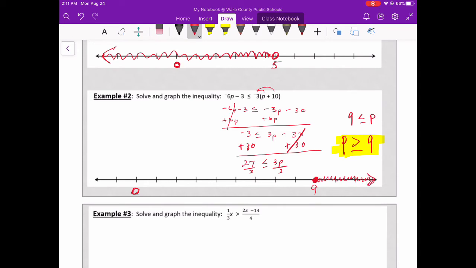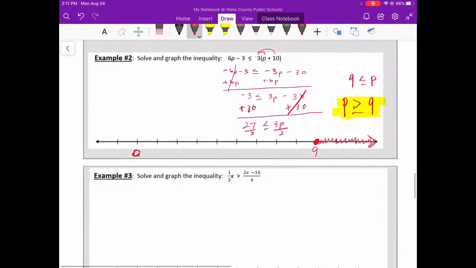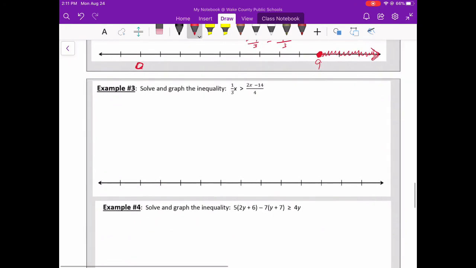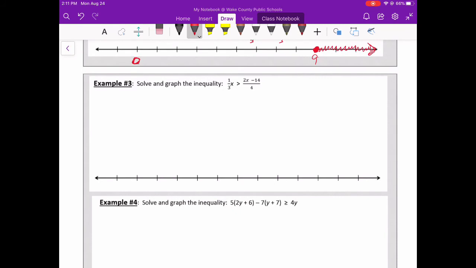Okay. All right, we'll do our final example here with number 3. I love it. It's got fractions in it. A couple of different things that we can do here. You could cross multiply. You can just go ahead and multiply everything by a certain thing. We're going to cross multiply.